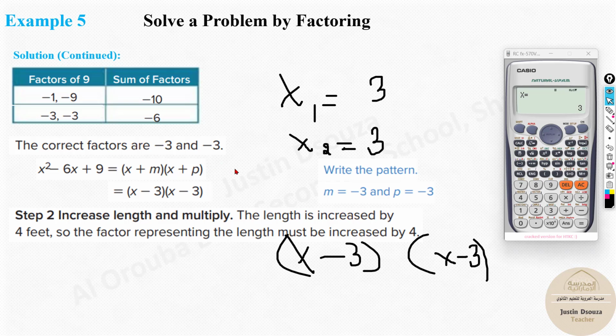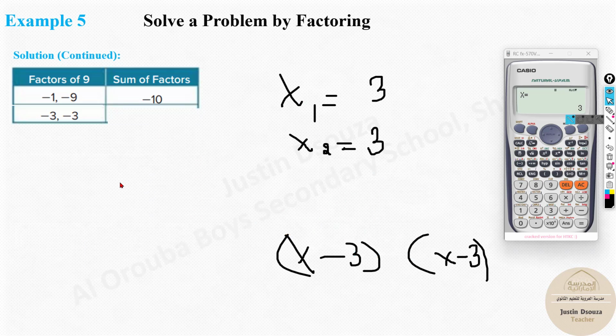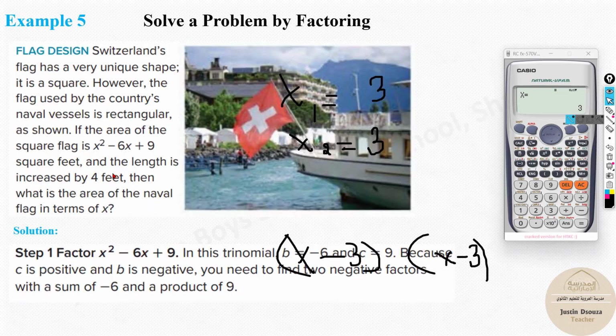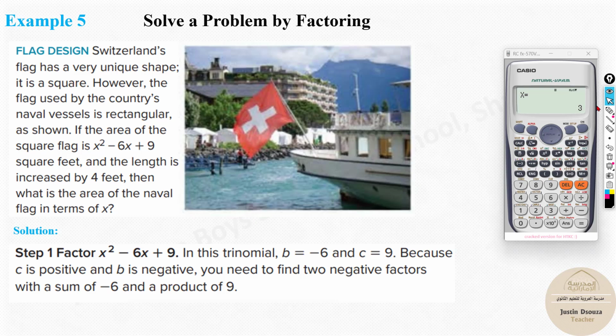Now, the length is increased by 4 feet. So the factor representing the length must be increased by 4 feet. Now, what it means is there are two terms when we factored out. See, this is given over here. So this is what a square flag would look like.